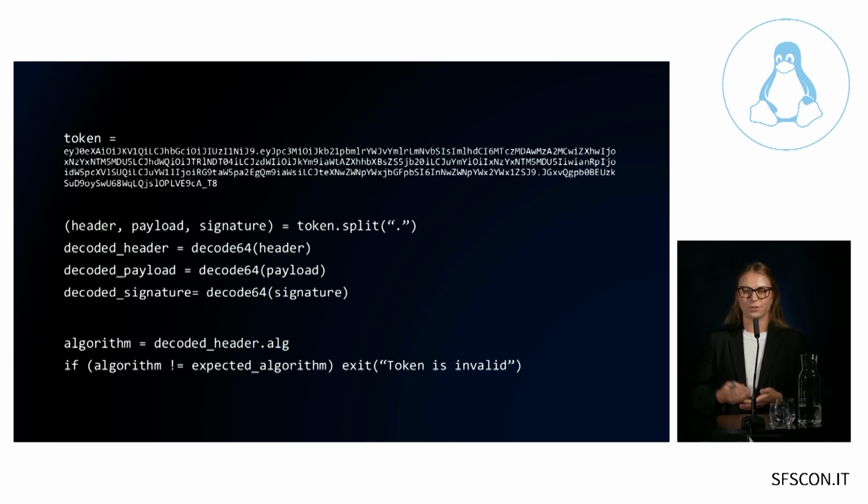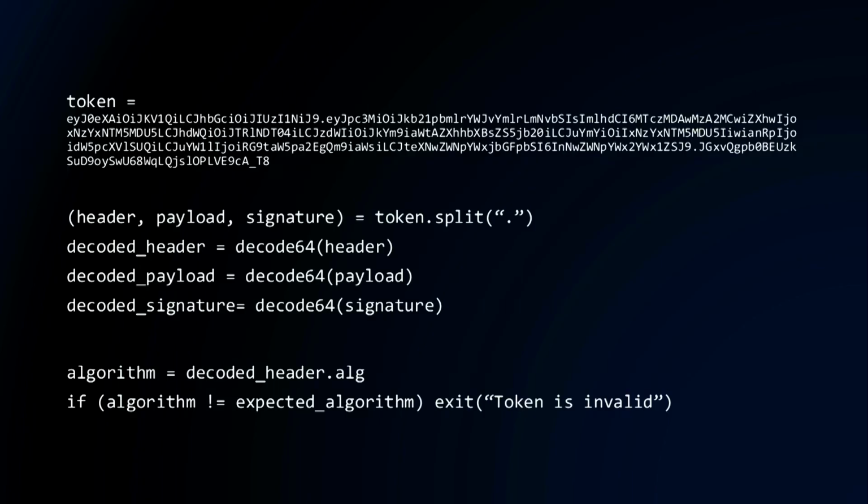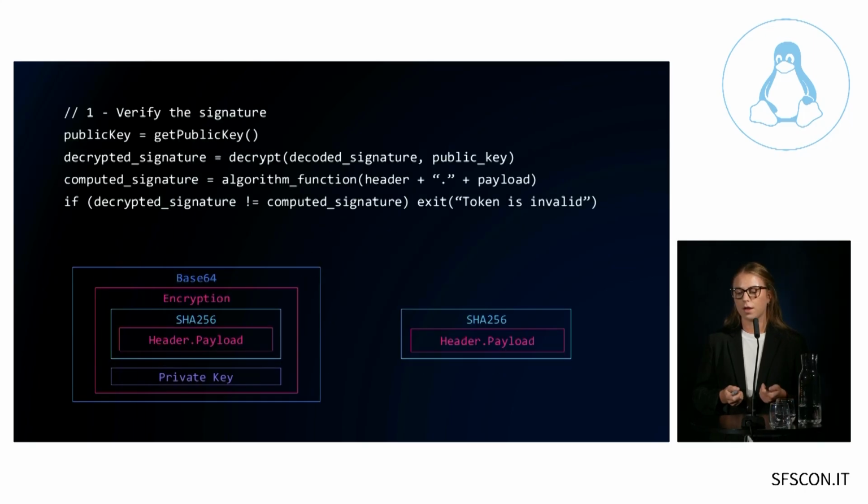So first, after we receive the token, and it's this big blob, we take it and split it by the dot to obtain the header, payload, and signature. Then each one of those parts needs to be base64 decoded by itself to get to the underlying message. We can start by analyzing the header and comparing the algorithm that was used in the header to the one that we know or expect to be used. If those two don't match, we can straight away return that the token is invalid. Otherwise, we can proceed and start with the signature verification.